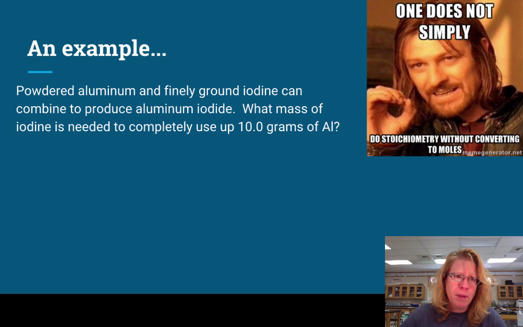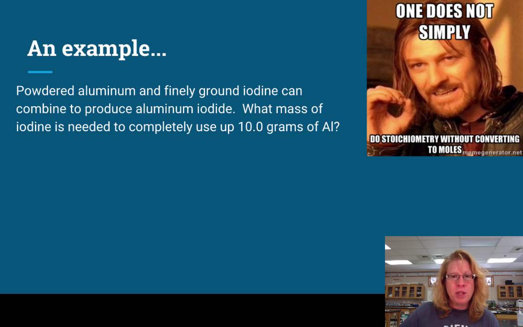So here's your example. This is what stoichiometry problems sort of feel like when you read them. So you've got finely powdered aluminum and finely ground iodine. Iodine is actually a solid at room temperature. It's purple. It's kind of cool looking stuff. And these two things can combine to produce aluminum iodide, the ionic compound. It's a really violently exothermic reaction, sort of interesting. No, not one that we're going to do.